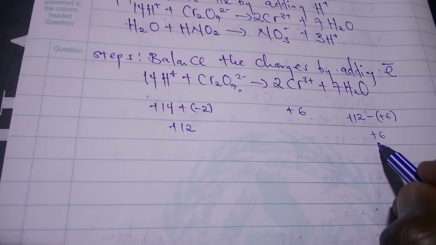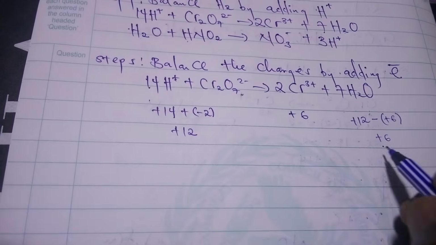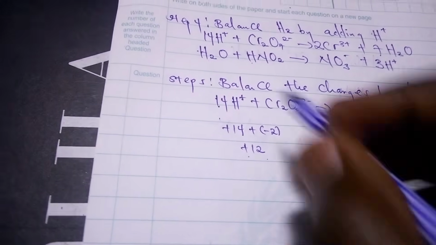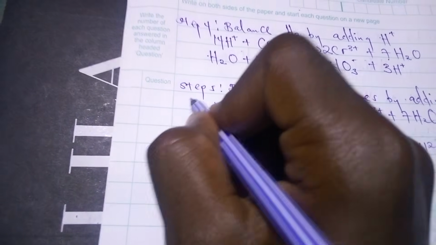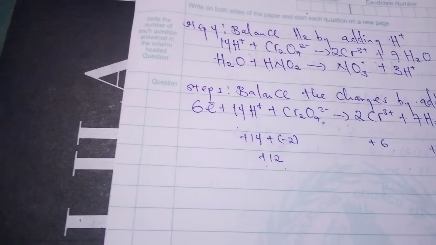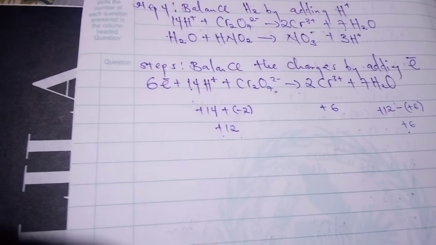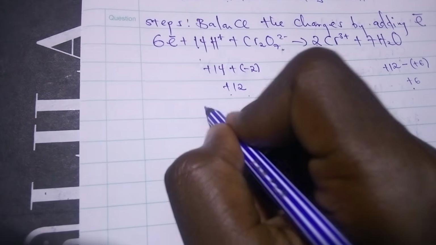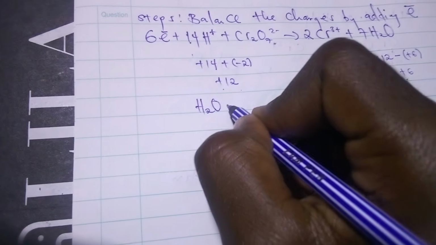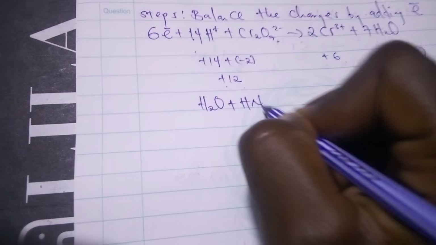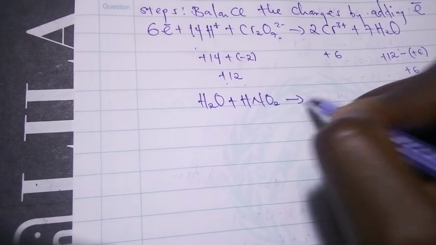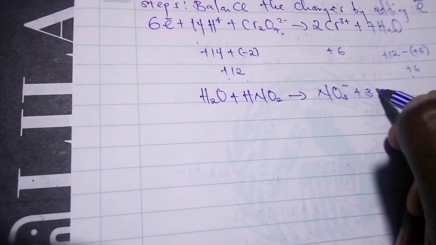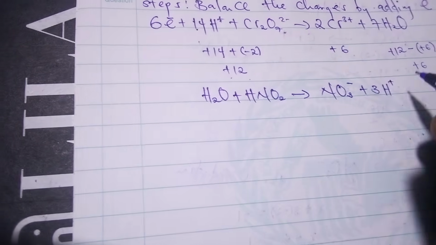Now where are we going to put the number of electrons? To the side which has the bigger oxidation number. So we are going to add 6 electrons to this side. So we are going to write that is H2O plus HNO2 to NO3- plus 3H+, like that.